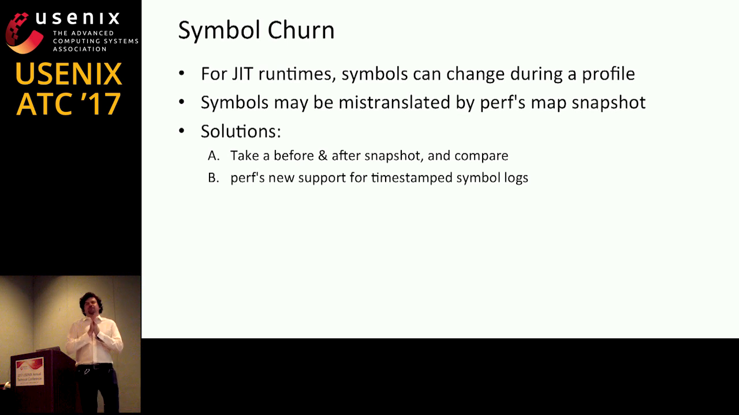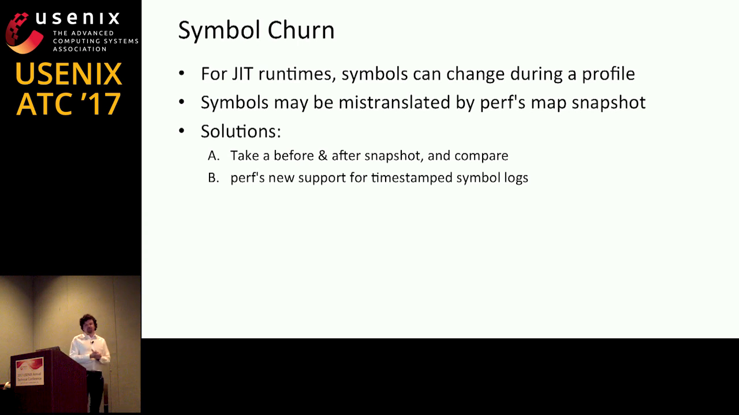Now, think about it. I do a performance profile for 60 seconds. Now I run perf map agent, which takes a snapshot of the symbol table. And now perf uses that to translate my 60 seconds of profiling. The problem is, during that profile, some methods may have moved because the C2 compiler moved them around. And so my snapshot will mistranslate some symbols: symbol churn. How can we fix that?